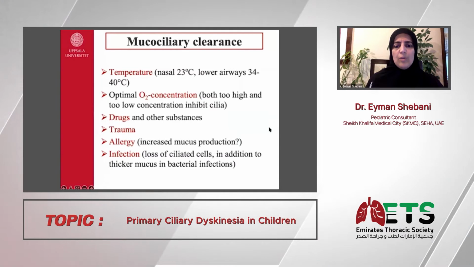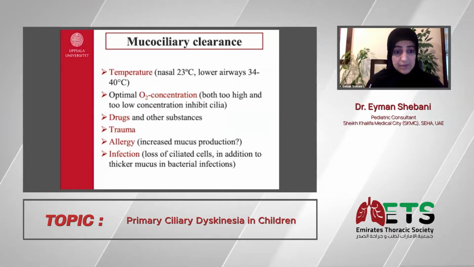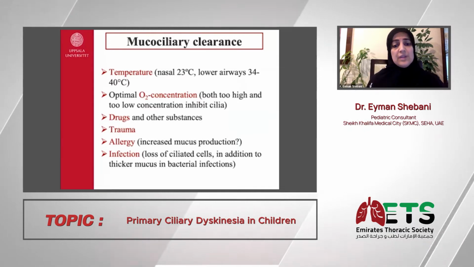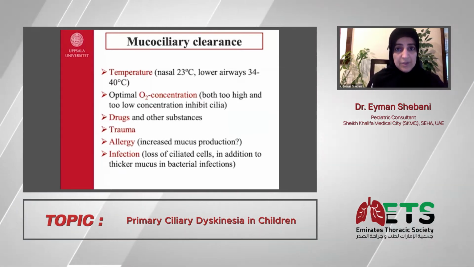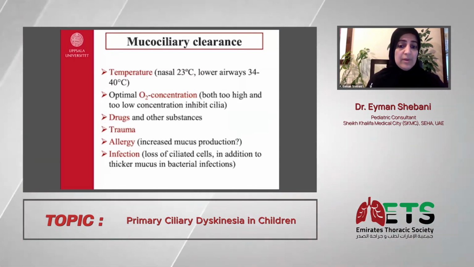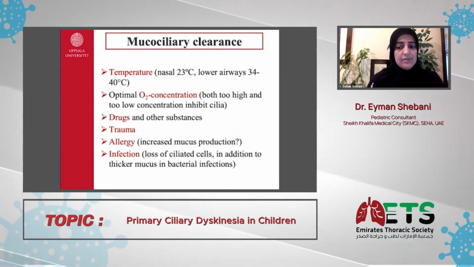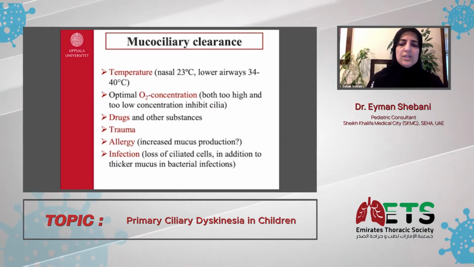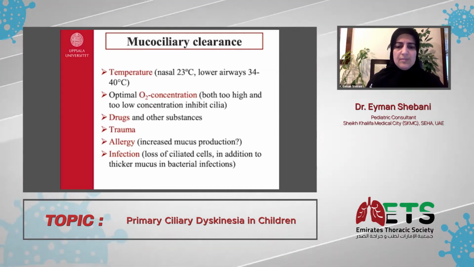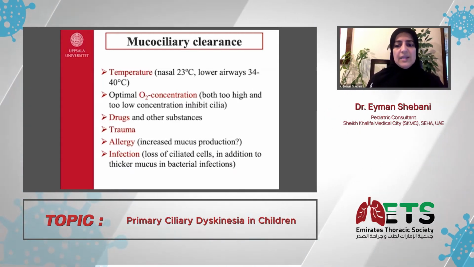And then, of course, you need optimal oxygen concentration. Both too high and too low will inhibit the cilia. Certain drugs and other substances will affect the mucociliary clearance. Hence, these are the drugs being used to help in the treatment for PCD. And also trauma, any kinds of trauma can affect, like barometric trauma. And then allergies, of course. It leads to increase in the mucus production and inflammation, which can affect the mucociliary clearance. And then, of course, infections. Infection leads to loss of ciliated cells.